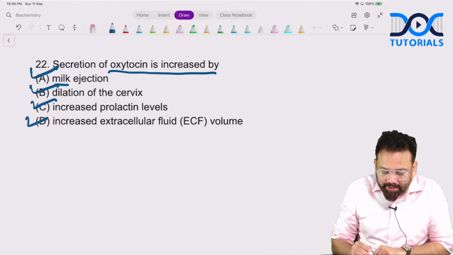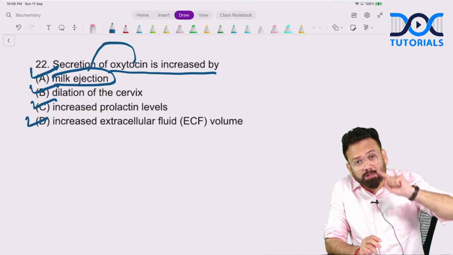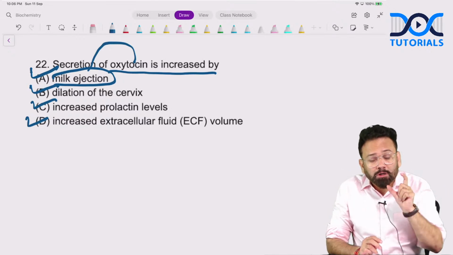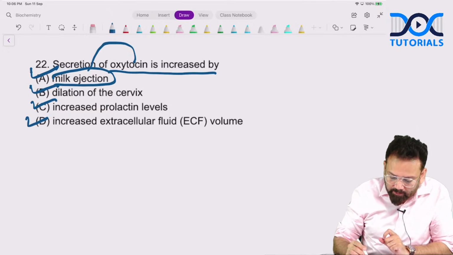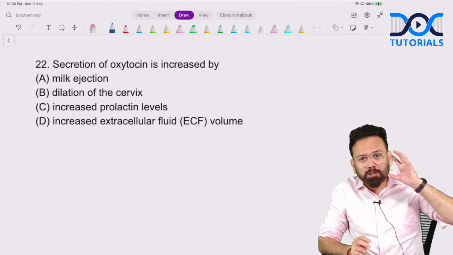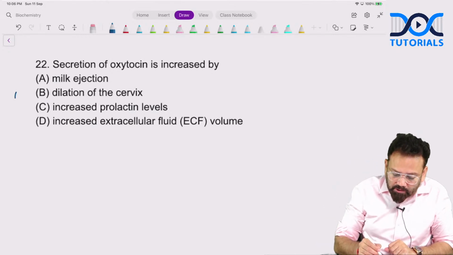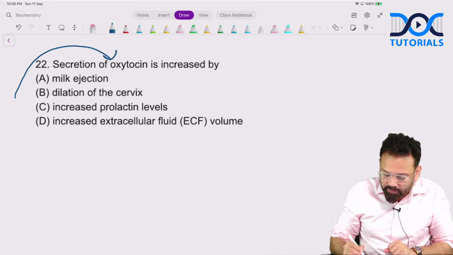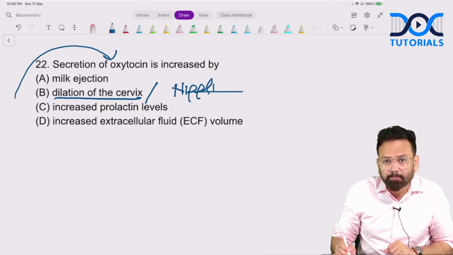C. Milk ejection is caused by oxytocin. The question is not asking that oxytocin causes milk ejection. No. Secretion of oxytocin is increased by. Listen very carefully, very important point. The question is not asking what oxytocin causes, then the answer would be milk ejection. Oxytocin release is by dilation of the cervix and nipple stimulation, suckling by the baby.